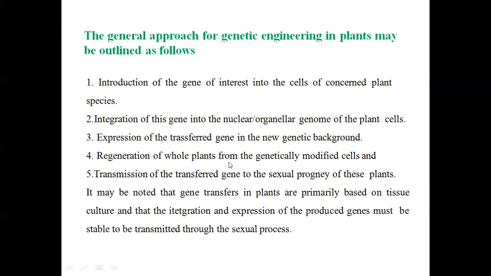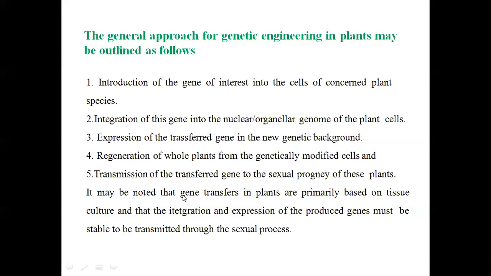Then regeneration of whole plants from the genetically modified cells. After insertion of the genes, the plant cell should divide and develop shoots and roots, followed by a complete plantlet. Unless you get a complete plant, your experiment is not successful. Then transmission of the transferred gene to the sexual progeny of these plants.